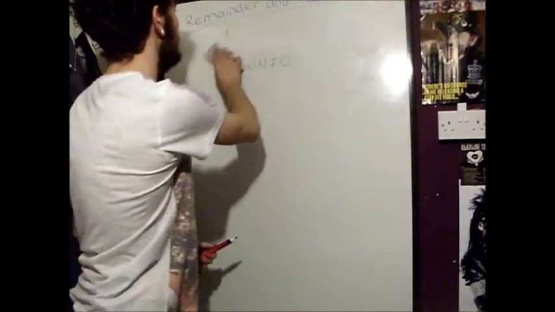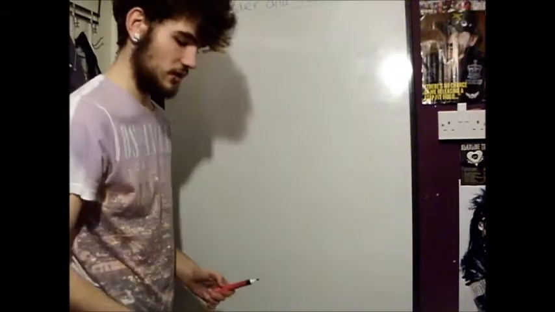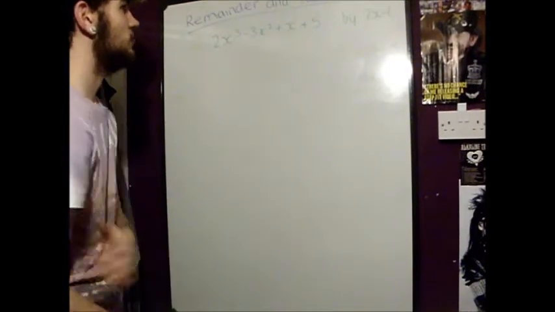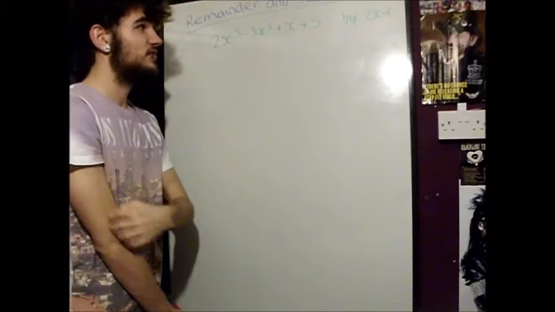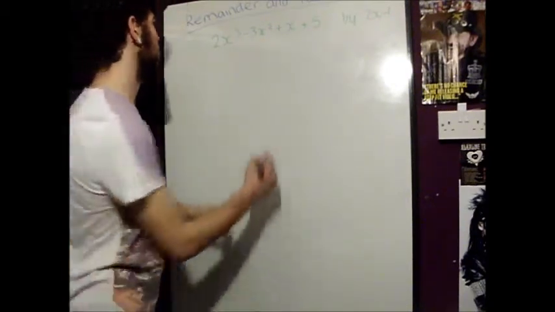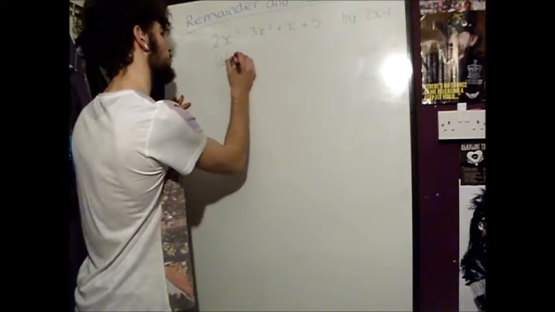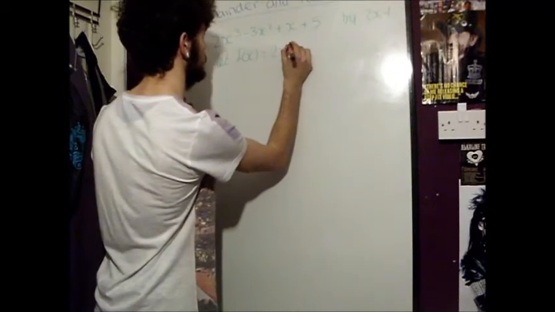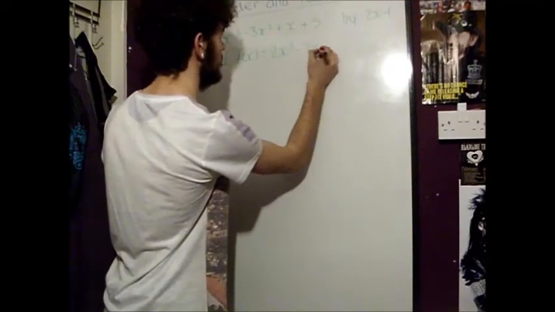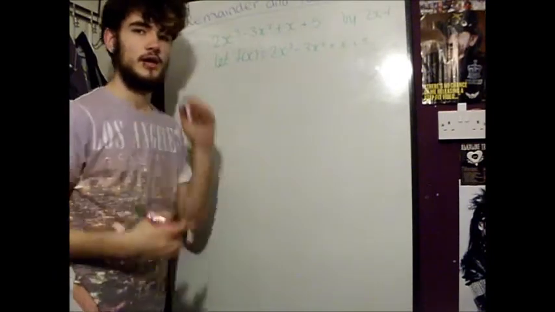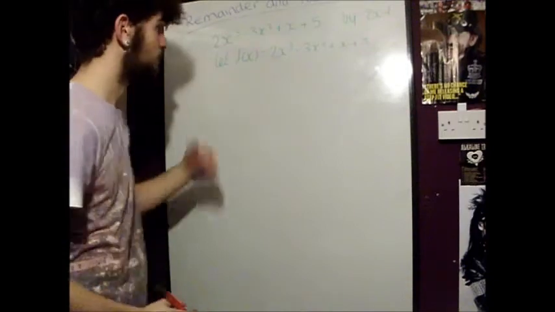So they are quite similar. I'll give an example of both of them. I'll give an example of the remainder theorem first. The question is, find the remainder when 2x cubed minus 3x squared plus x plus 5 is divided by 2x minus 1. First of all, I'm going to say let f of x equal 2x cubed minus 3x squared plus x plus 5, so that I can use the function notation.